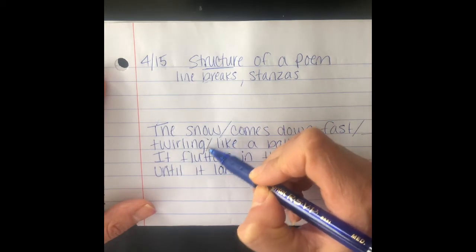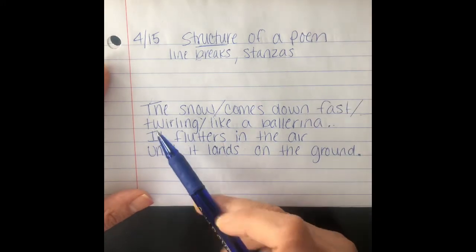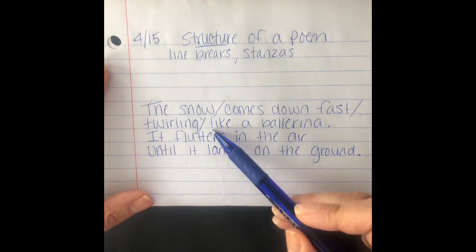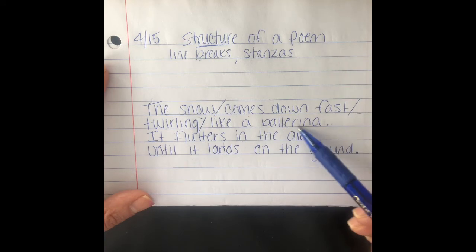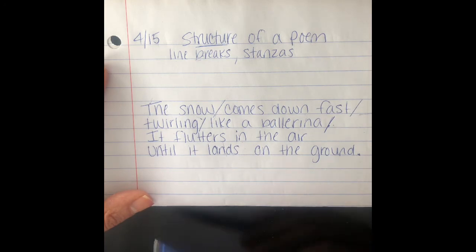Let's try one right here. So again, reread it. The snow comes down fast, twirling. Ooh, yeah, I like that. I like the way it sounds. And I actually think I'm going to keep this line just the way that it is and probably put a line break right here. Once again, I'm going to read it. The snow comes down fast, twirling like a ballerina. Yes, that sounds good to me.